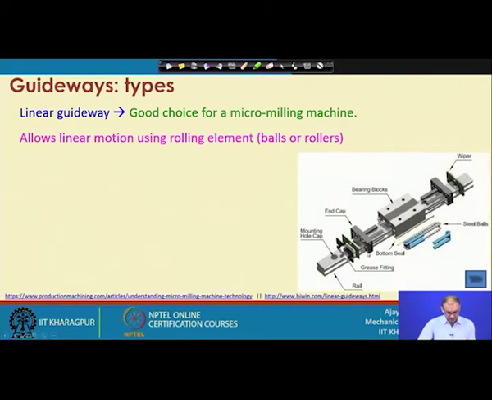So, this is one schematic diagram of this linear guideway. So, what are the things there? These are the bearings, and there are two types. Either you can use ball or you can use roller, whichever is feasible depending on the application. And then these come into contact with this particular part.